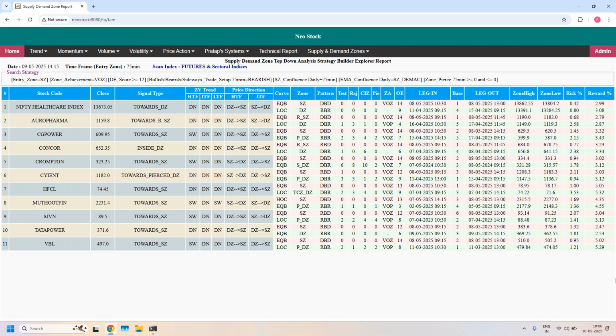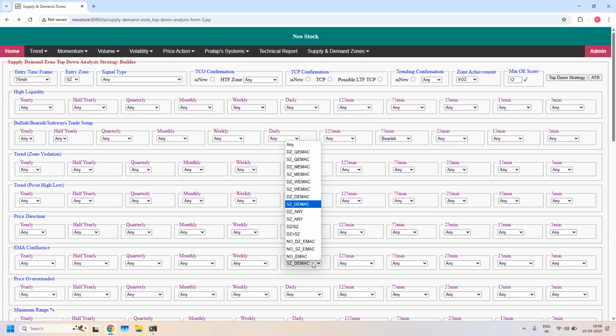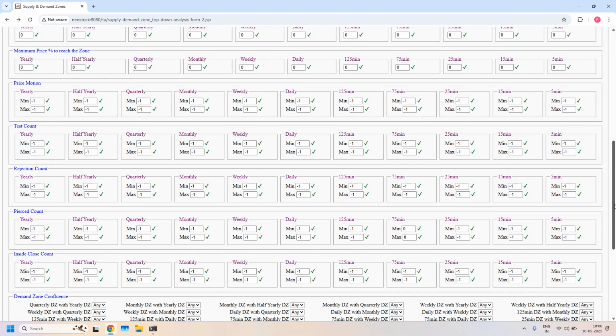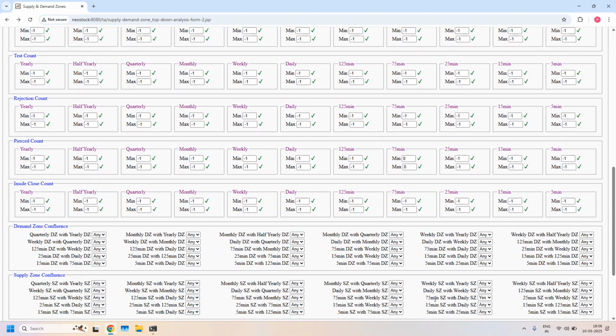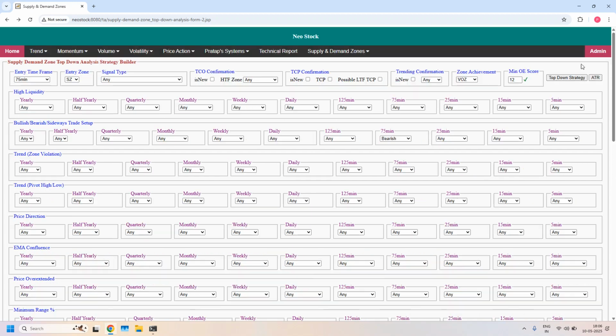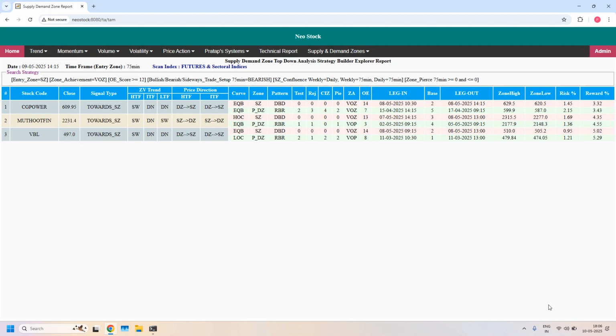But list is big. So what we do again, next filter is LTF, ITF and HTF supply zone confluence. That is 75 minutes daily and weekly supply zone confluence. So I am removing EMA filter. In the supply zone confluence, 3 filters I have to set. First filter is already enabled. Next 75 and weekly supply zone confluence, and daily and weekly supply zone confluence. With all the 3 filters, we got 3 stocks.